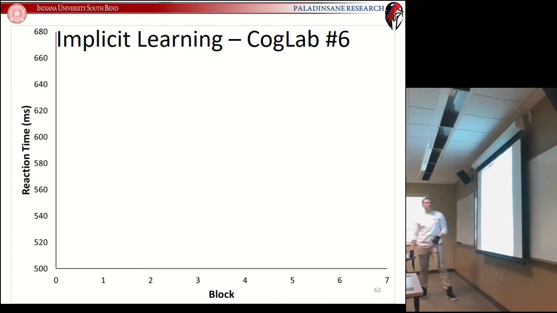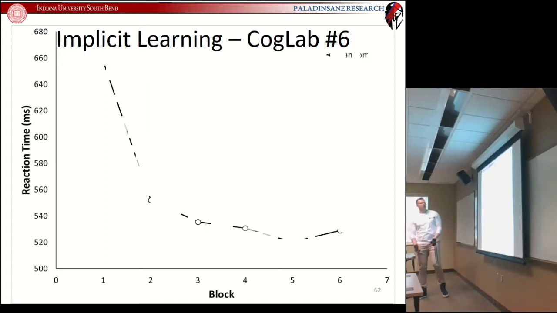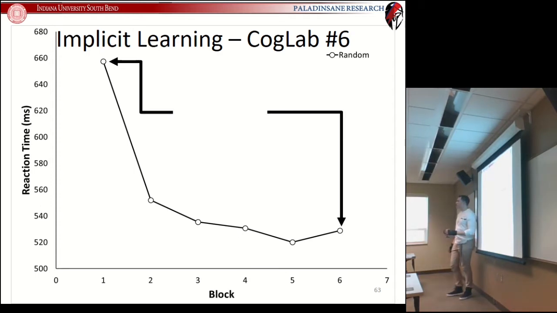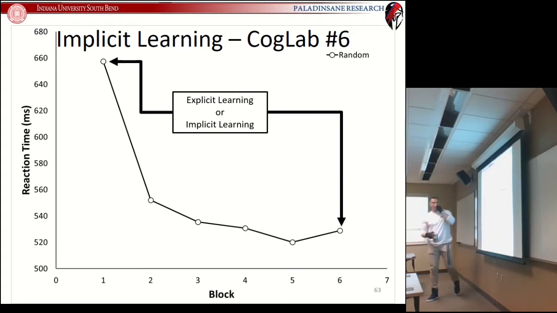So for the random condition, we have this line right here. And what this is indicating is that at the beginning here, versus the end, you actually got way better. So by the time you were done with this experiment in the random condition, you actually got better, but it's not possible to know whether this is explicit learning or implicit learning.